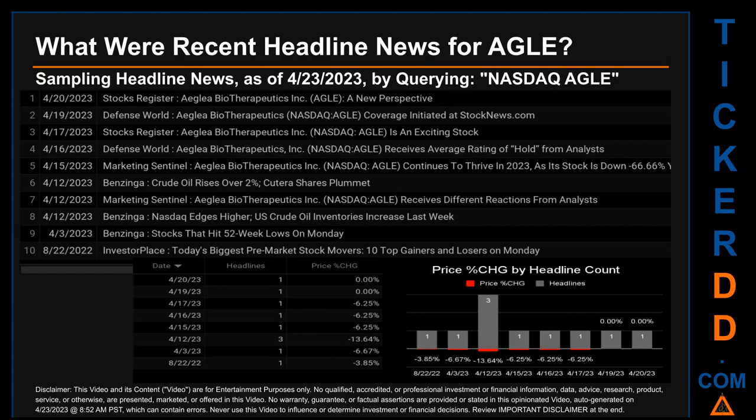Wednesday, April 12, 2023 had the most headlines. It had 3 discovered headlines when Defense World published the headline that read, AGLE Biotherapeutics coverage initiated at stocknews.com. Stocks Register published the headline that read, AGLE Biotherapeutics, NASDAQ: AGLE is an exciting stock. Benzinga published the headline that read, Crude oil rises over 2%, Quartile shares plummet. Marketing Sentinel published the headline that read, AGLE Biotherapeutics receives different reactions from analysts. Benzinga published the headline that read, NASDAQ edges higher, U.S. crude oil inventories increase last week.